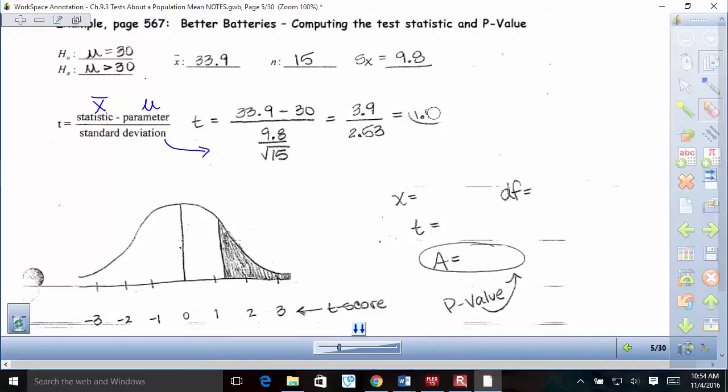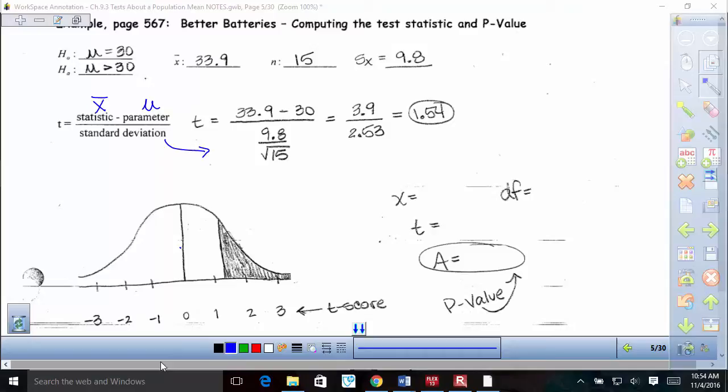Why would it be 30? 30 is the whole population mean of batteries. All batteries in the factory. All right, so on your bell curve, draw your bell curve.